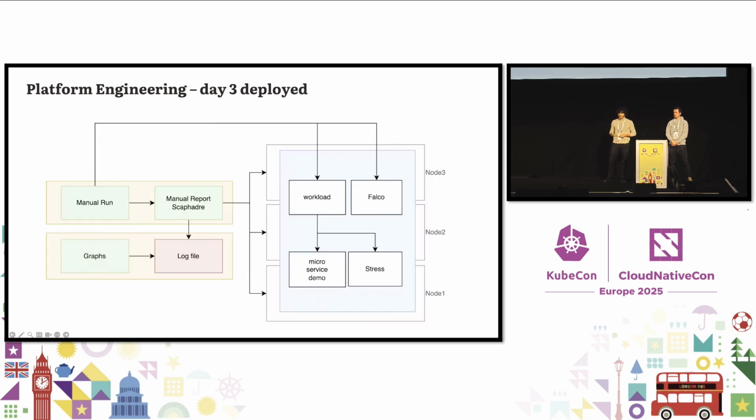And we have a very simple workflow because this is manual, right? It's also our first experiment, and we had fun with it, but it also took a lot of time to set up. So we have our manual run. We manually deploy our workloads. We manually deploy Falco, the microservice demo, and the stress-ng pod. And then we launch a manual report of Scaphandre. This is continuous measurements for 1 minute, and we get PID level energy measures and power measures. And we also have a log file that we later use to show some of the graphs.